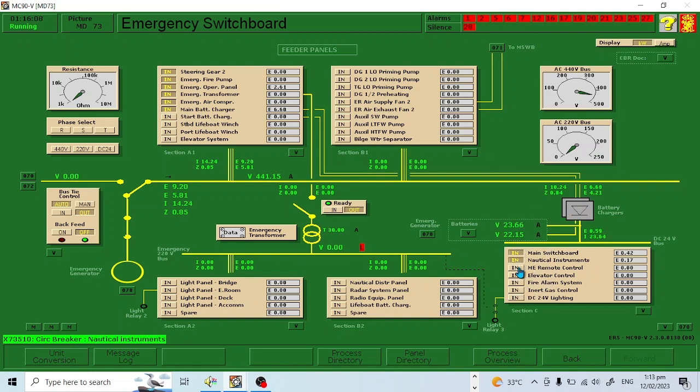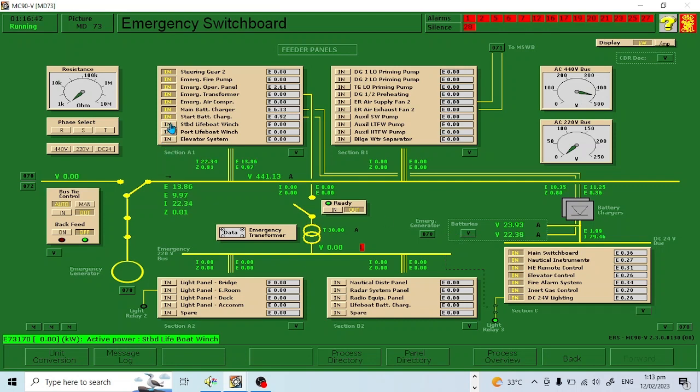Nautical instrument, remote control. It means if during blackout you don't have this, you cannot use your main engine remote control, elevator control, fire alarm system control, inert gas control, or DC 24 volts lighting. So this is very, very essential. Starting battery charger, same, as you can see, your battery.